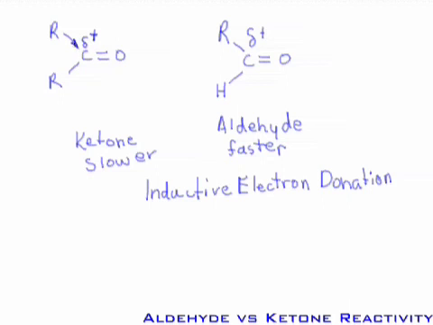This inductive donation will reduce the size of the positive. I've exaggerated it with my deltas. But the point is, inductive electron donation from carbons reduces the size of the delta plus, more than when you only have one carbon on the chain, which can donate electrons. Hydrogen doesn't do this very well. The net result is delta plus is bigger in an aldehyde. It's the delta plus that attracts the nucleophile. Nucleophile will come in faster to a larger delta plus. So inductive electron donation is the first factor.